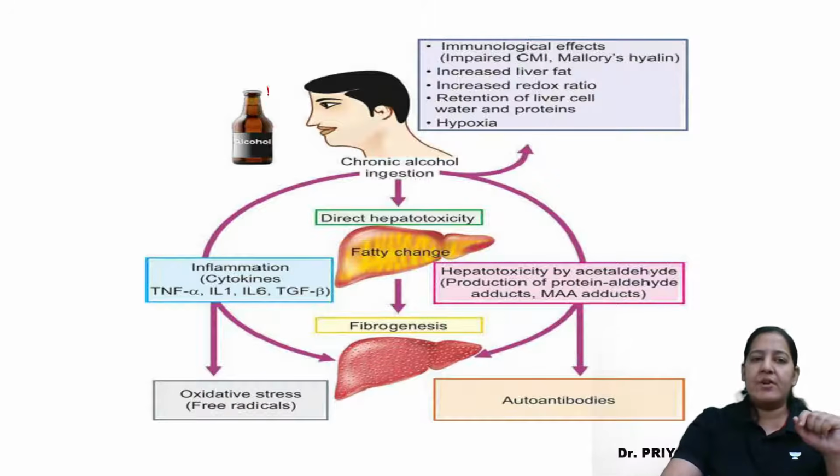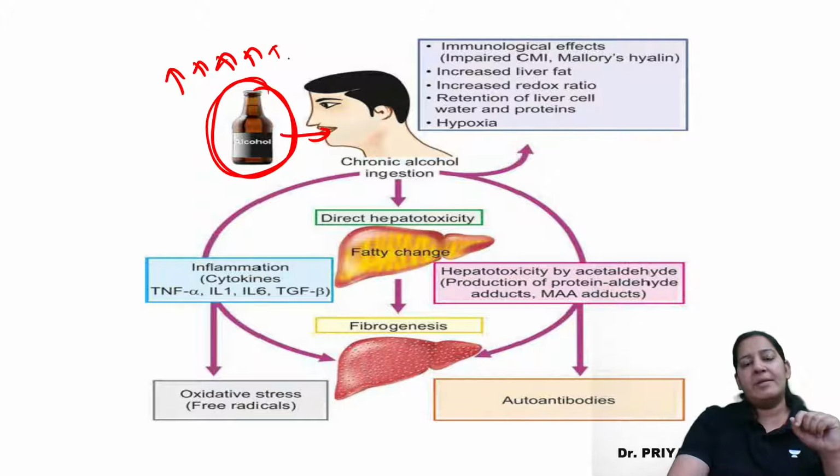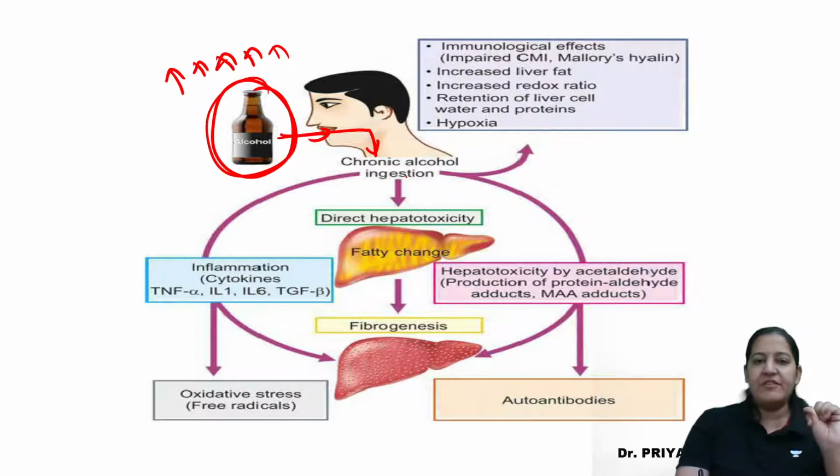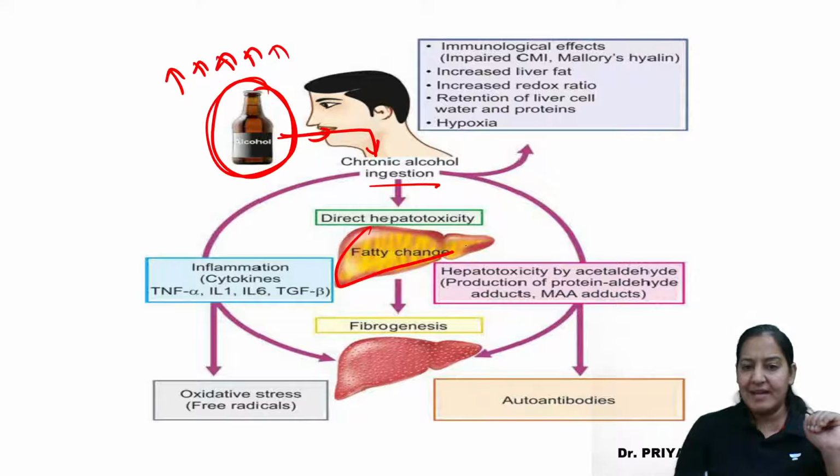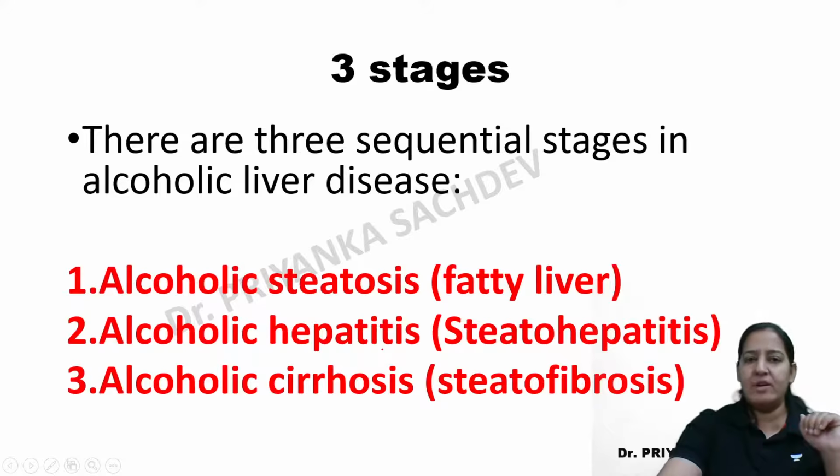So you can see in this diagram, this is the alcohol. If the person is drinking alcohol in large quantity, all the alcohol will go in the GIT. From GIT, it will be absorbed. It will go to the liver. In the liver, it will be converted into acetaldehyde, and that acetaldehyde will cause injury to the liver, and the liver will be cirrhotic. So that is the complete story we have understood.